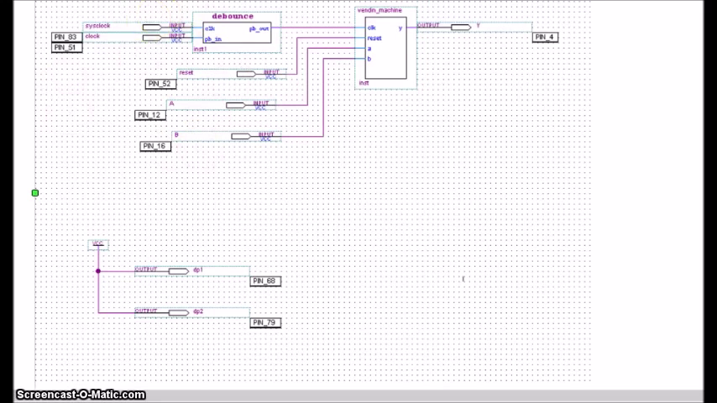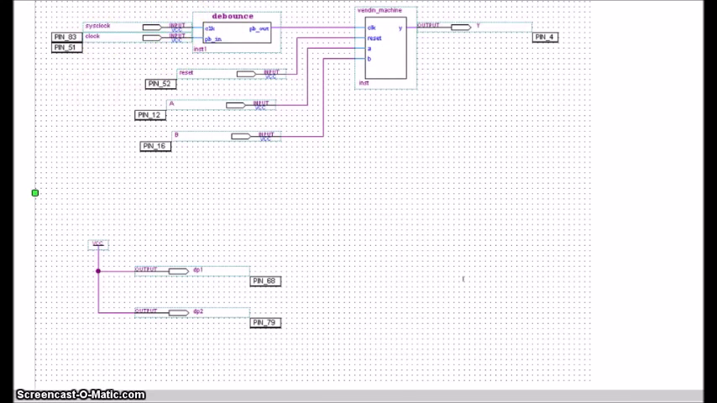Next, I'll explain the debounce. What is this debounce? Basically, it is for the push button. Every time I press the push button, it is counted as one push, not two, three, or four pushes. So to make sure there is consistency.